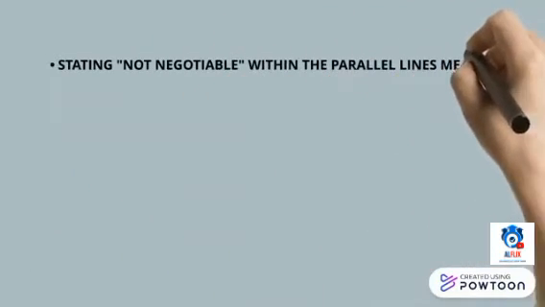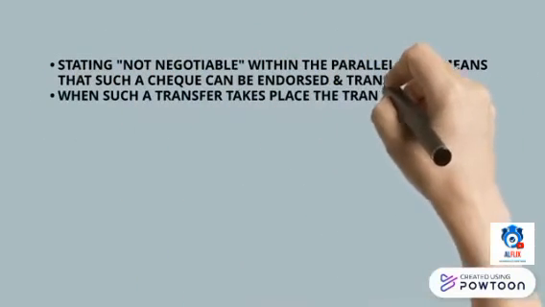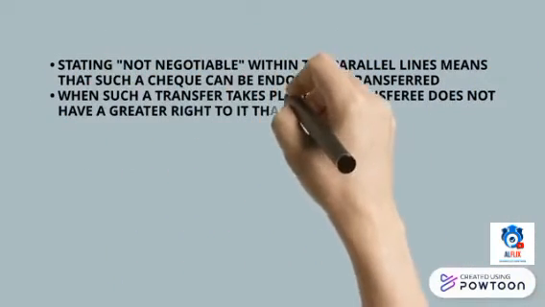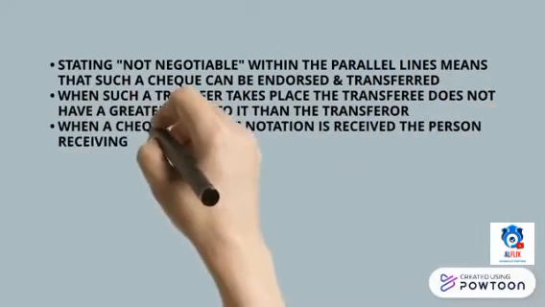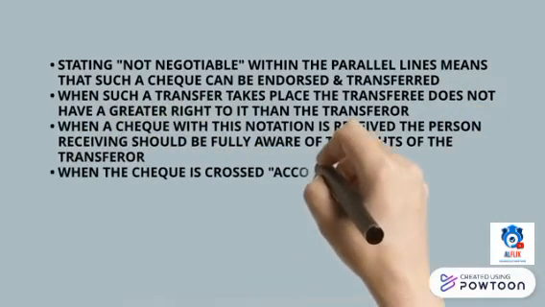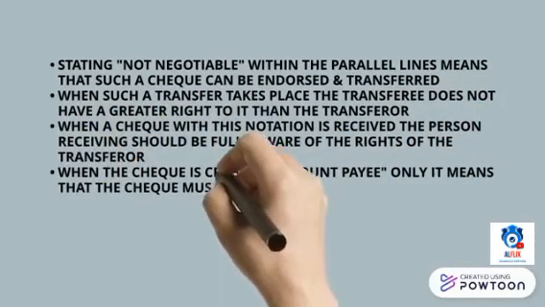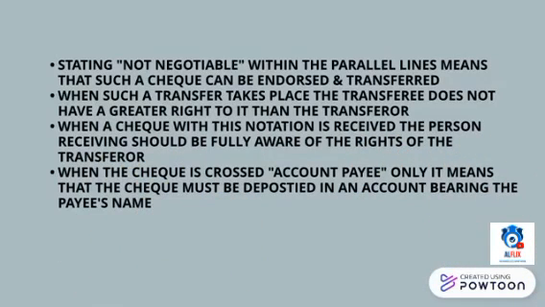Stating "not negotiable" within the parallel lines means that such a check can be endorsed and transferred, and that when such a transfer takes place, the transferee does not have a greater right to it than the transferor. Therefore, when a check with this notation is received, the person receiving it should be fully aware of the rights of the transferor.